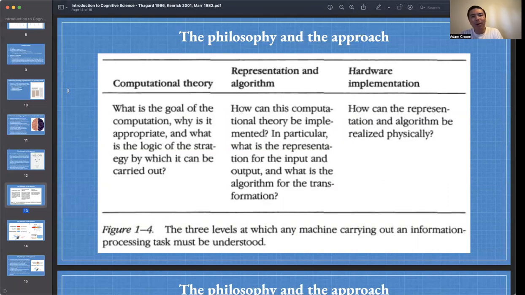Okay, as provided here in the 3 columns, we have the computational theory. What this is about is, it focuses on this question: what is the goal of the computation? Why is it appropriate? And what is the logic of the strategy by which it can be carried out? So what's the goal of computation? This might be like the ecological problem that you're trying to solve, right? Like maybe you need to fly, maybe you need to run, maybe you need to avoid a predator, right? Sort of the goal of the computation, okay?